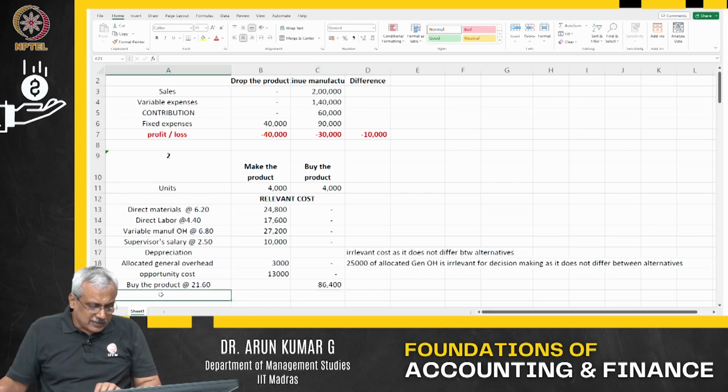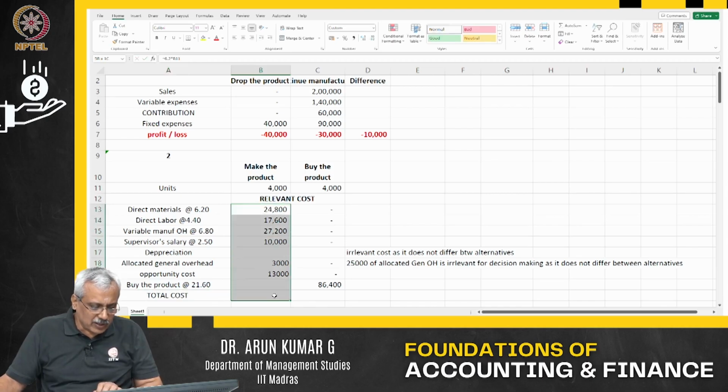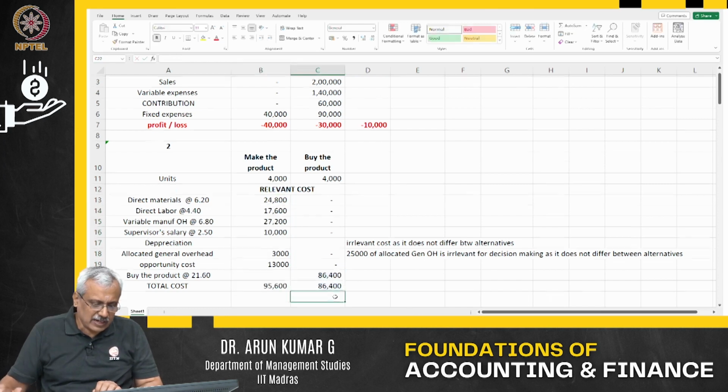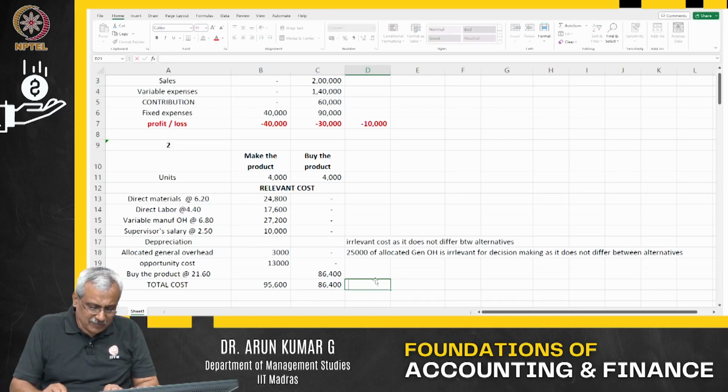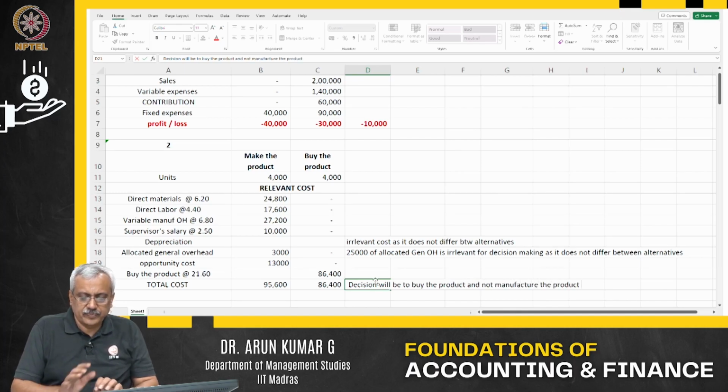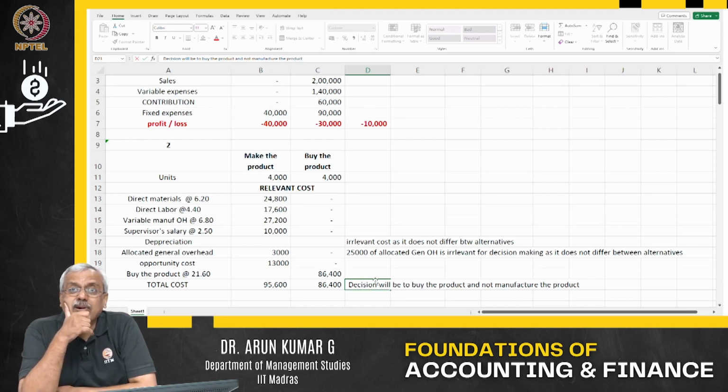So, what is the total cost between these two? If I manufacture, the total cost is 95,600. Total cost if I buy is 86,400. So, naturally the cost of purchase is reduced if you buy it. So, the decision will be to buy the product and not manufacture the product.